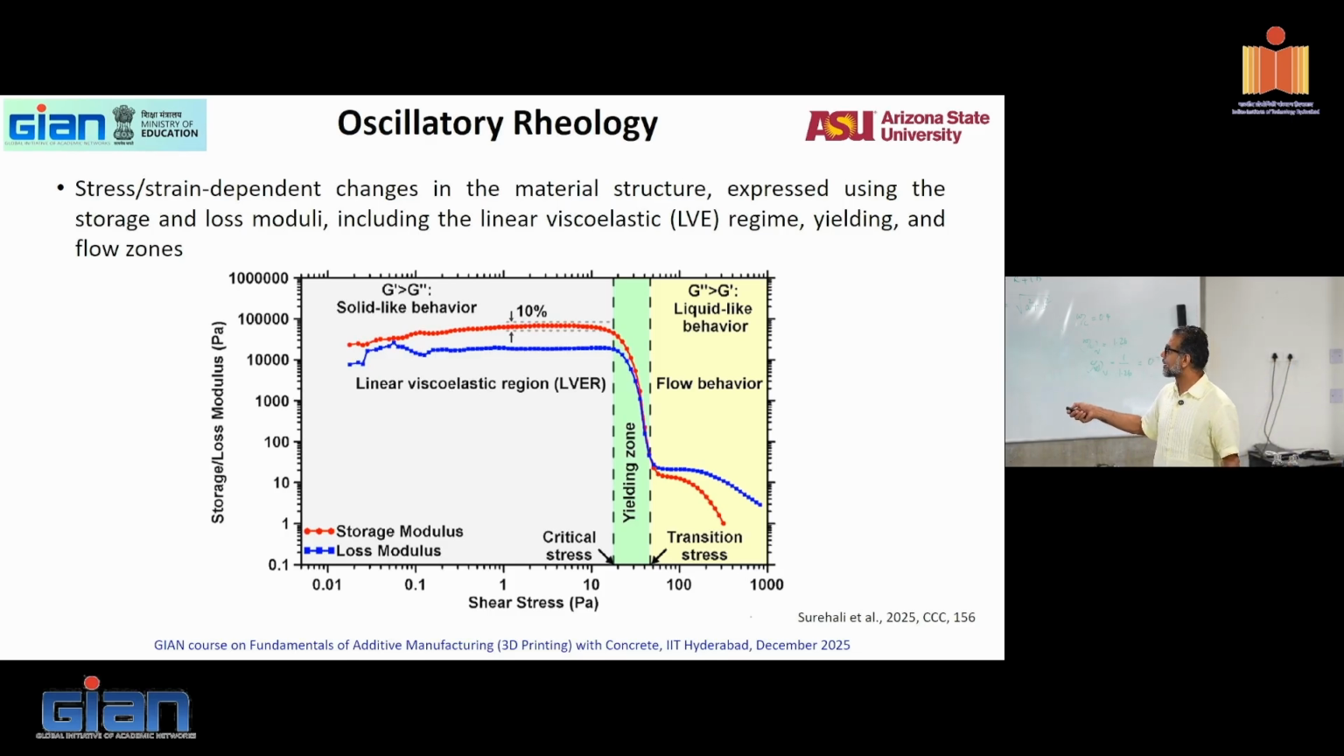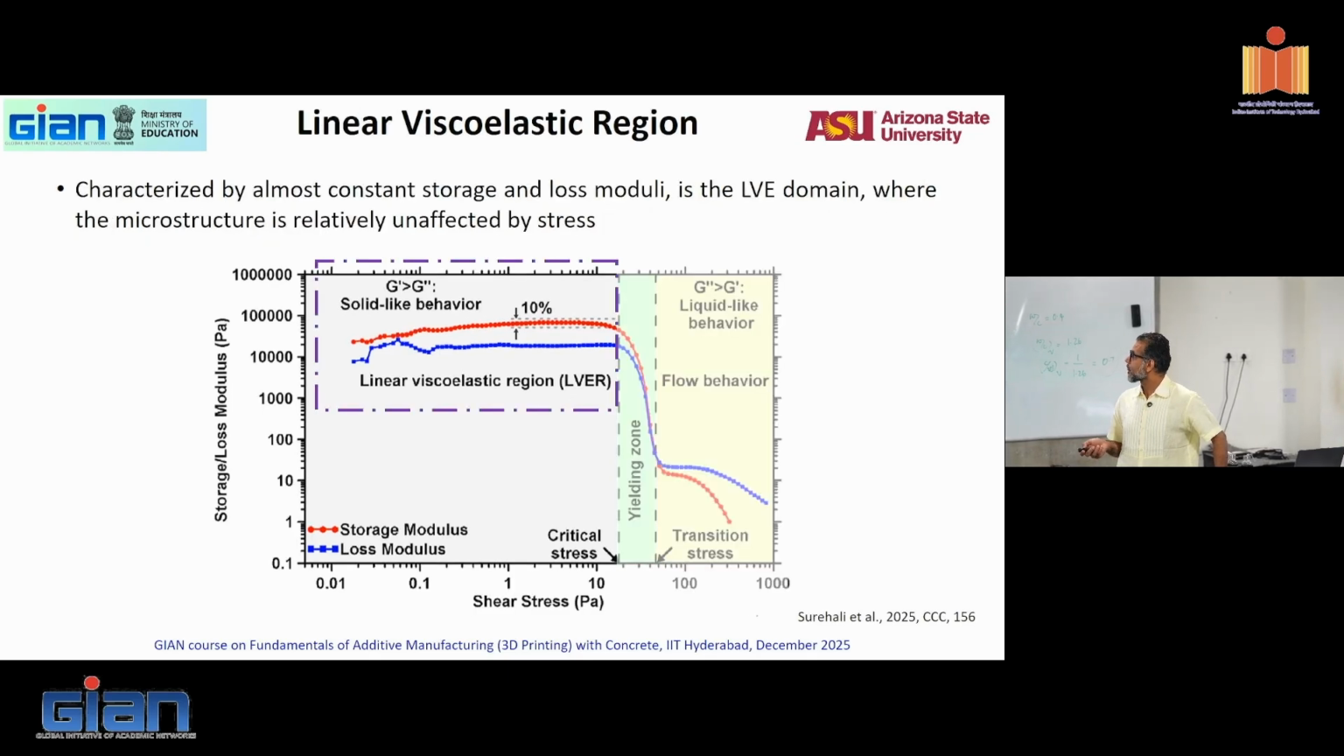And then yielding happens where the values start to drop at a certain stress. You have yielding, and then once this flips the order, that's when flow happens. So this is the linear viscoelastic region, no flow. This is yielding, this is flow, and the stress where the storage and loss values really start to flip is called your transition stress. So lots of these numbers you can determine using an oscillatory rheology experiment.